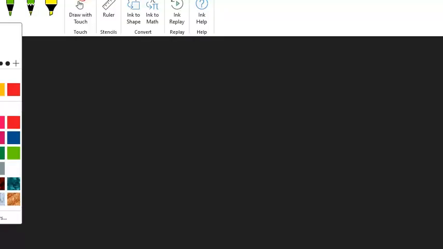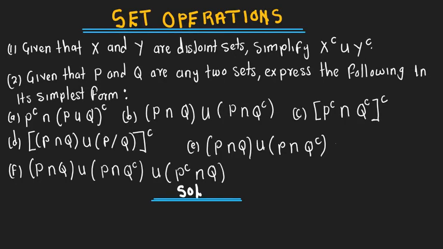So in this case, if we are to solve the first question, we have the solution there. Notice that the two sets are disjoint sets. So we are going to have x as a set having nothing in common with y as a set. So these two sets are separate.